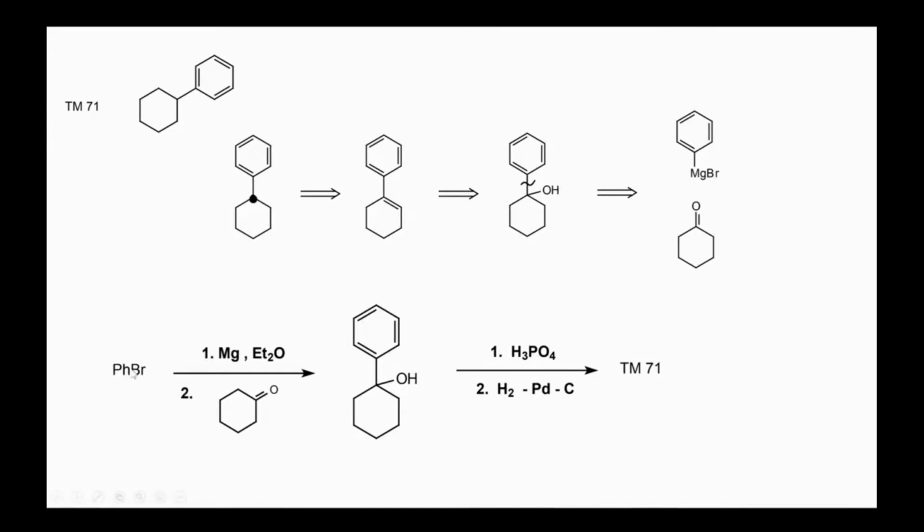So you will start from phenyl bromide, and that will react with magnesium in the presence of diethyl ether to generate Grignard reagent, and that Grignard reagent will react with this cyclohexanone to generate tertiary alcohol, and then you do the dehydration of this alcohol to generate this cyclohexene double bond inside the ring, and then you reduce this double bond with H2/Pd-C to give you this target molecule.